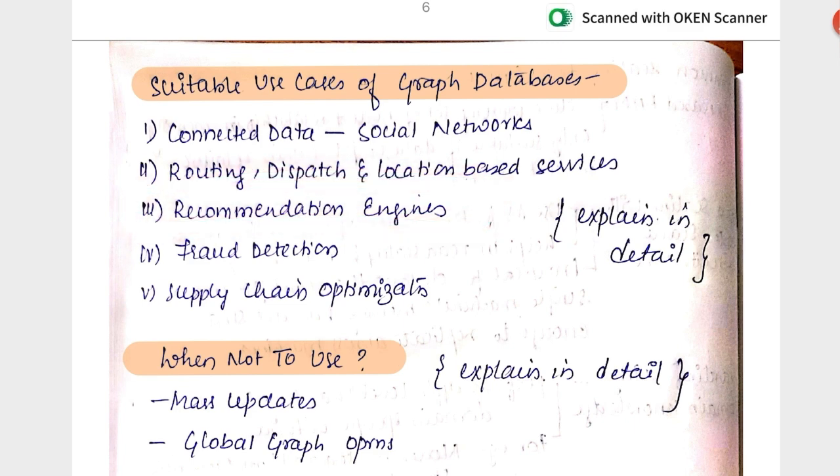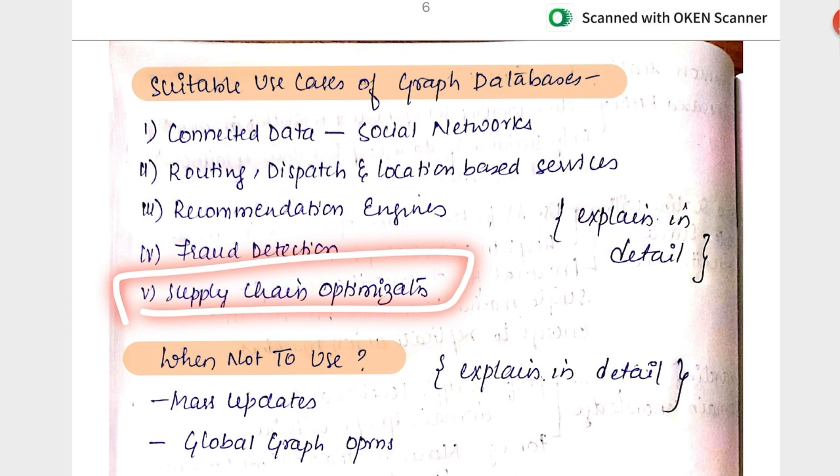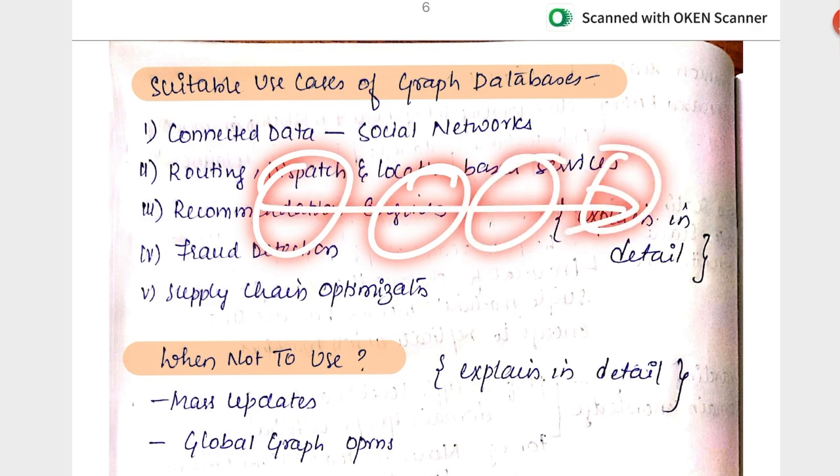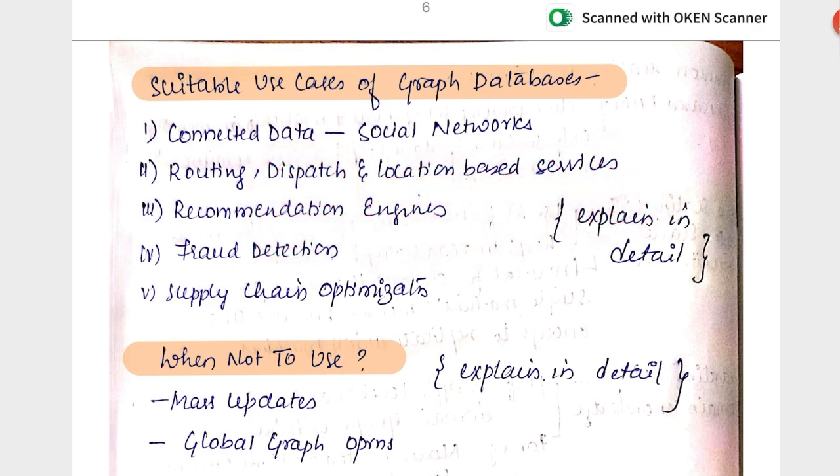Next we have fraud detection. Fraud detection can happen through pattern analysis, which is done in the same way. Next we have supply chain optimization. Supply chain optimization can happen through the recommendations, because there are multiple nodes and multiple relationships here. So we can optimize the connections in the supply chain, between the demand and the supply, and thereby understand the insights and perform the analysis.